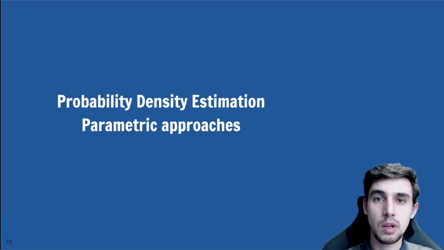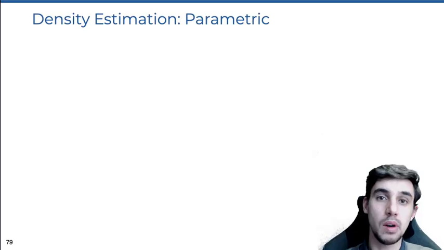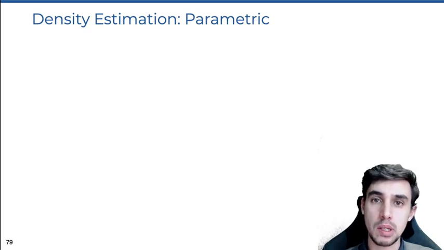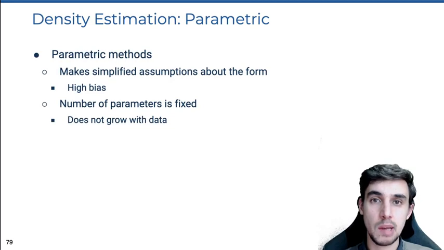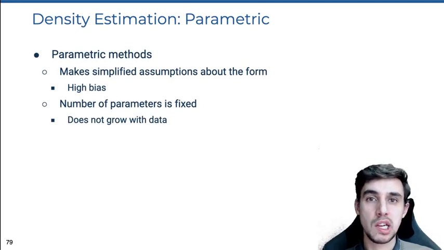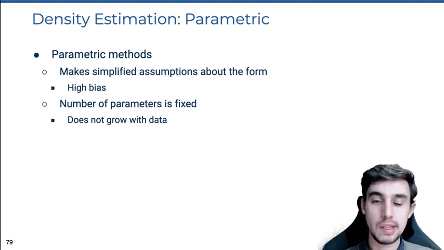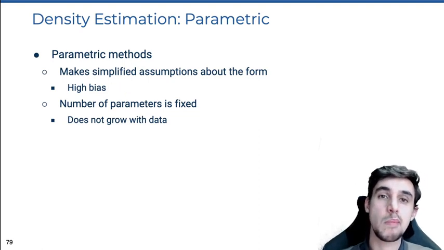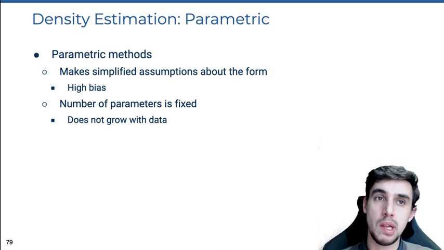Welcome back, and let's now talk about the parametric approaches. As you can imagine, parametric approaches are the exact opposite of non-parametric ones. The idea is that this time we are making some assumption about the shape or the structures that the approximated function can have. And by doing this, we necessarily induce some bias in the predictions that we are making.